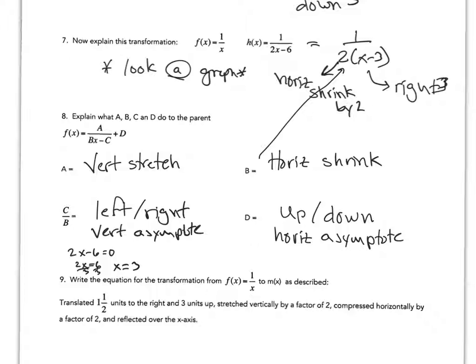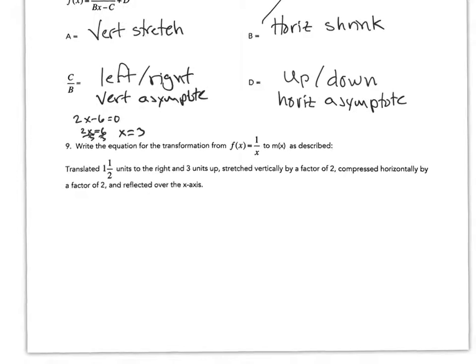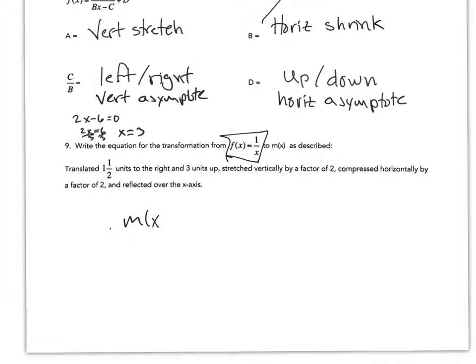Remember, the asymptotes go on the graph first, and then you just draw in the branches. All right, let's try if we can put all this together here. So for number 9, it says we're starting with our parent function, 1 over x. We are to name our new function m of x. It's translated 1.5 units to the right. Well, I know that's in the denominator. I'll just call it 1.5. Up 3. Well, up sticks out.